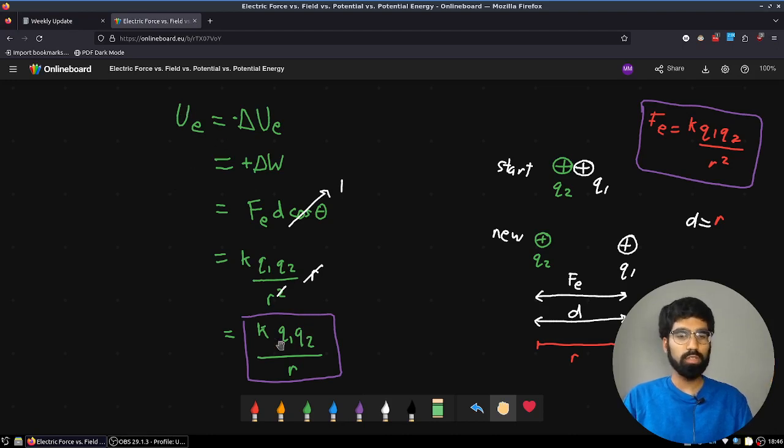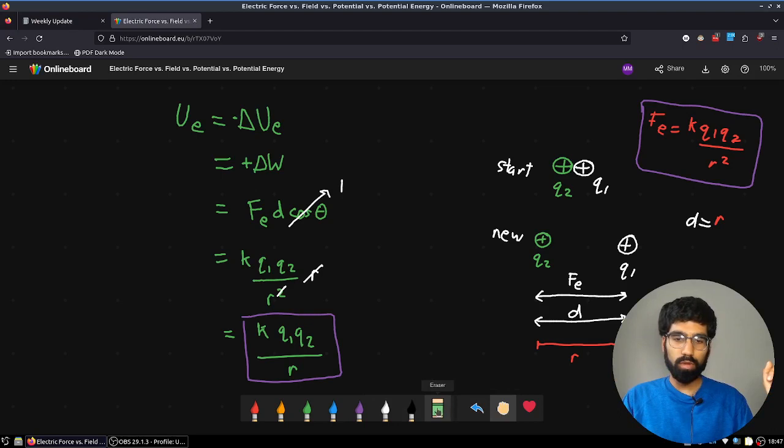Also, the electric potential energy depends on the distance between the charges. So if we started with this distance between the charges already, there's going to be less electric potential energy there, because there's less force pushing the charges apart, so there's less potential for the charges to start moving apart. Whereas if you start with the charges close together, then there's a lot of force pushing the charges apart, so now there's more potential for the charges to be moving.